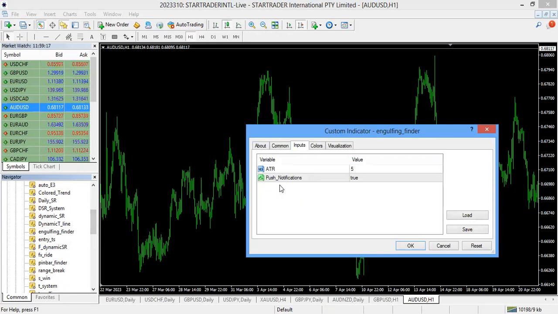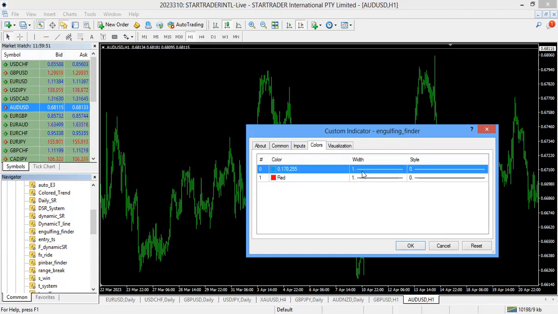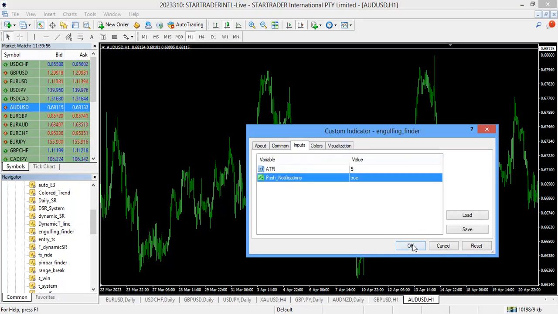It has about three notifications that it gives whenever the indicator prints out on the screen, and it's non-repaint. So anytime the indicator prints, it's not going to remove it. You can turn this off if you don't need a push notification to your mobile device. You can change the color and also the width size. All right, let me just click OK.